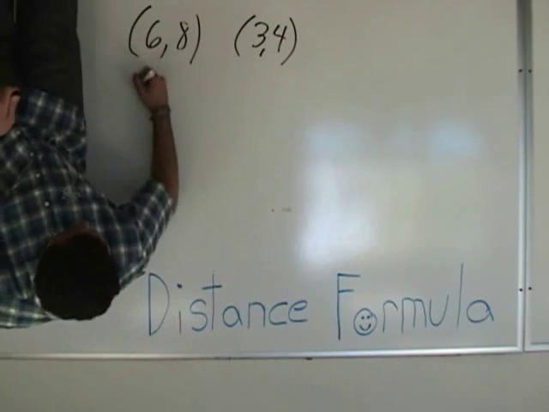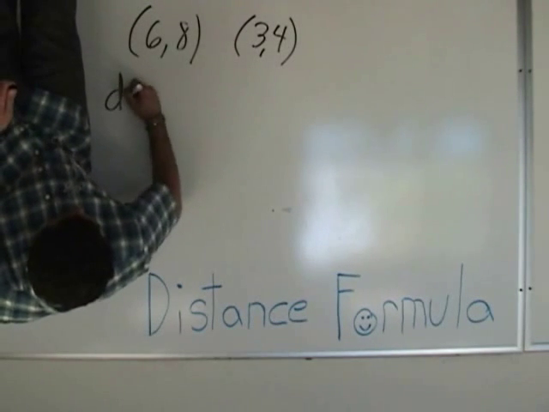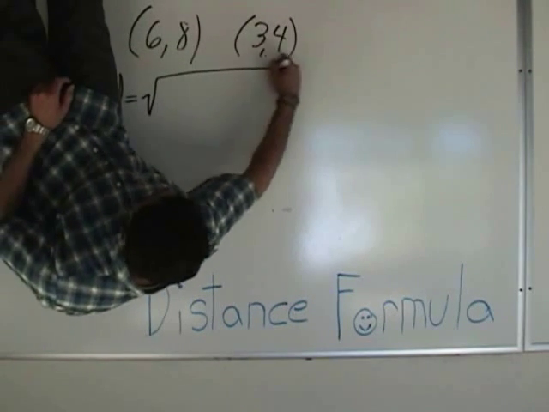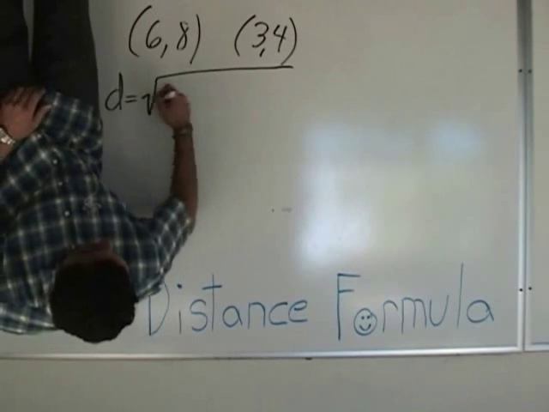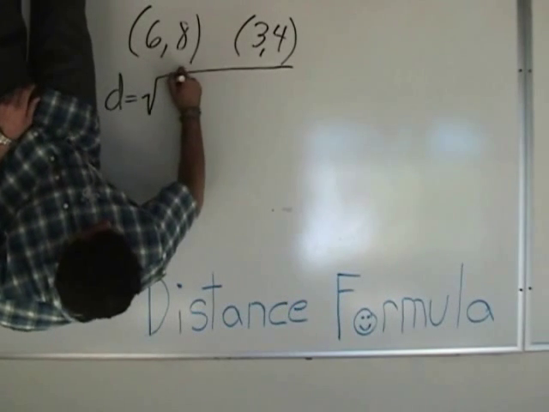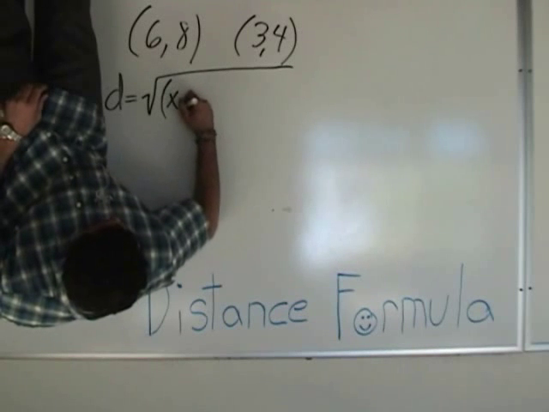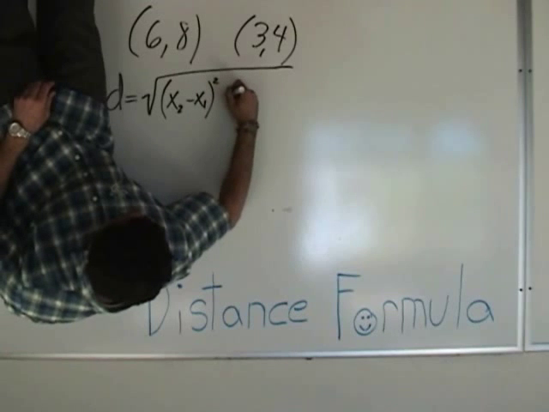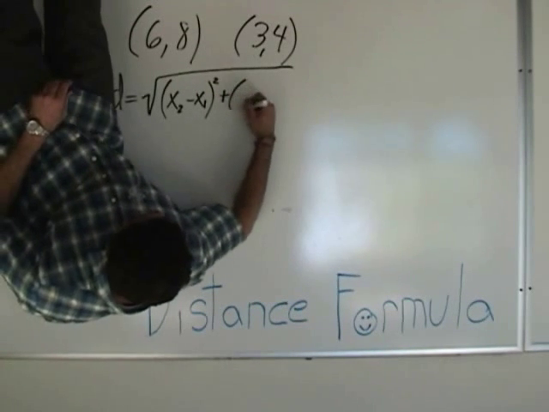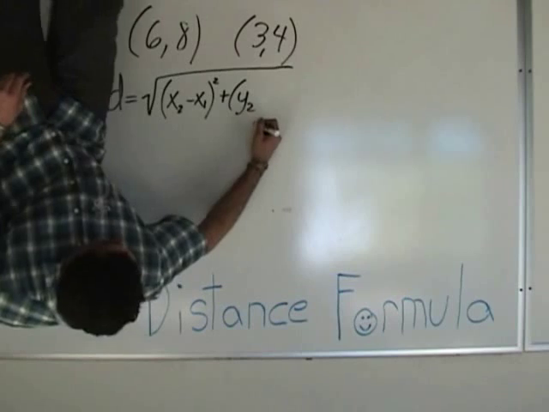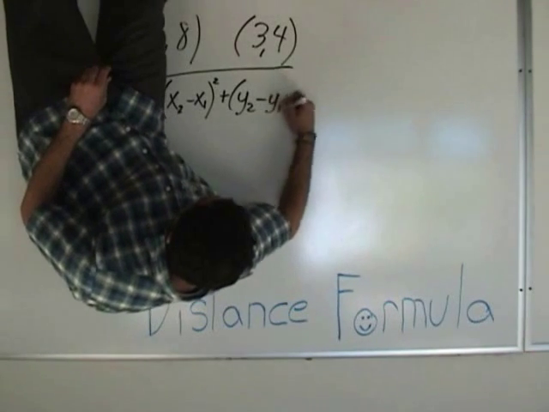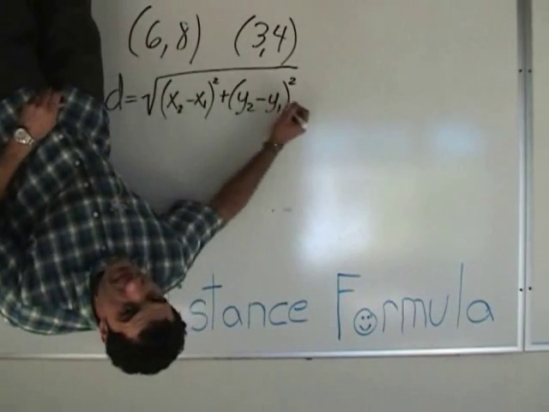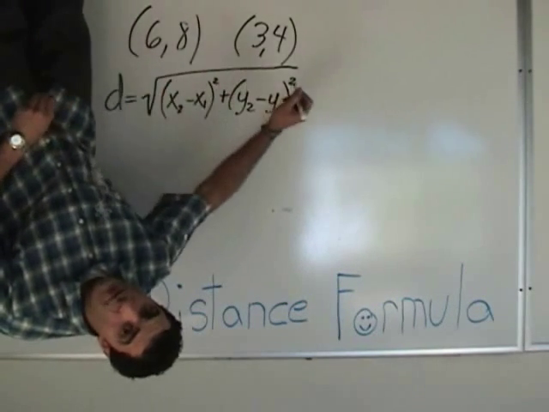Here is the formula. Distance equals, so D equals a long square root sign. And in this long square root sign, you write x2 minus x1 squared plus y2 minus y1 squared. Alright, we're going to talk about what this means. You write that every time. Yes, this is the formula you should write every time.